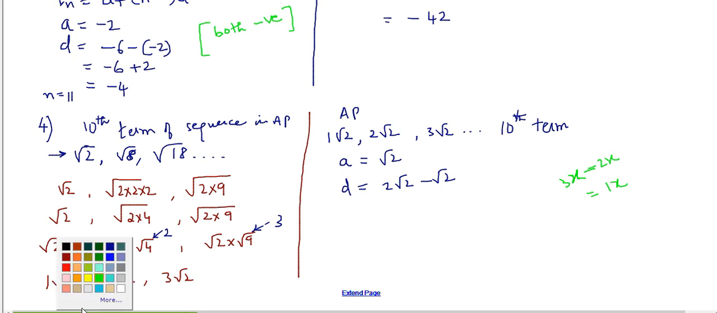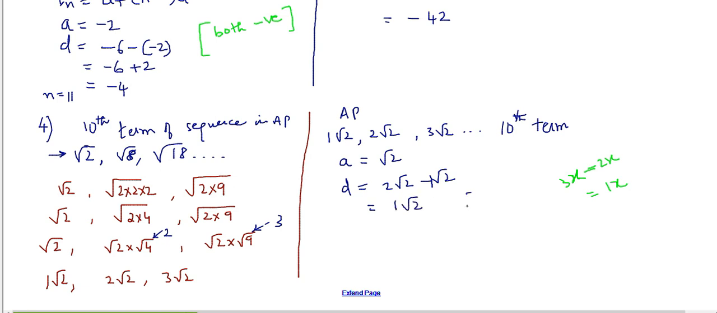Similarly, here we are going to use the same concept, 2 root 2 minus root 2. Either you can understand it is nothing but 2 root 2 minus 1 root 2, it should become 1 root 2, or if you have a doubt, then I am solving it on the side. See, 2 root 2 minus root 2. Let me take this root 2 common. Then what is left? 2 minus 1. Then it is root 2 times 1, which is nothing but 1 root 2, isn't it? So my D is 1 root 2. Then n is equal to 10.